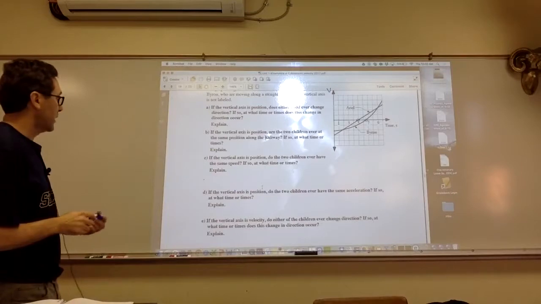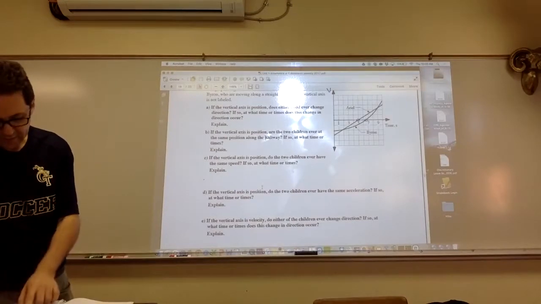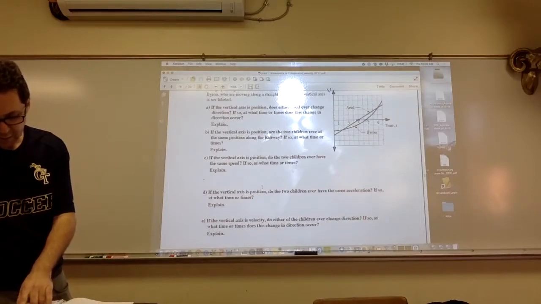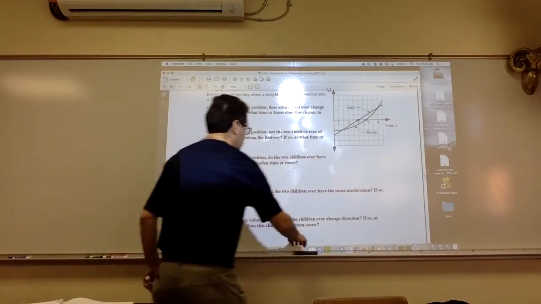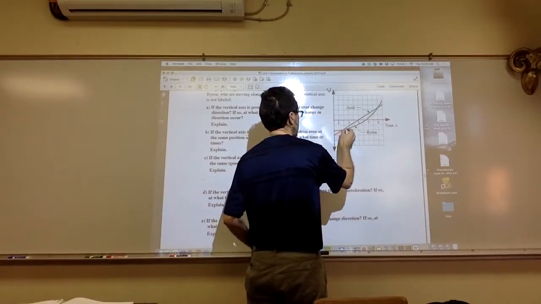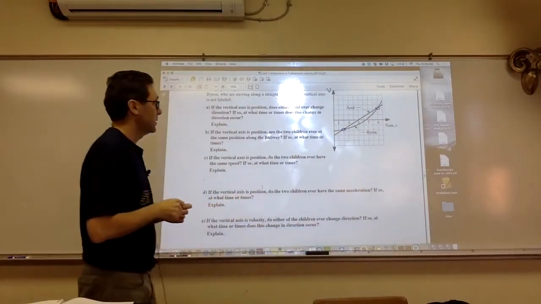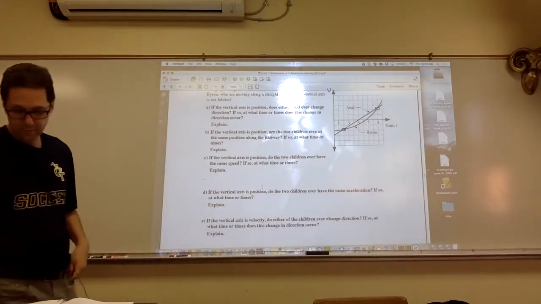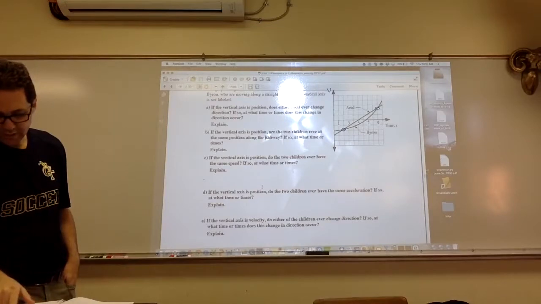If the vertical axis is velocity, do the two children ever have the same velocity? Okay. Yeah, they're going to have the same velocity when their curves intersect. So it's going to be at 2 seconds, and it's going to be at 9 seconds. Okay. If the vertical axis is velocity, do the two children ever have the same acceleration?